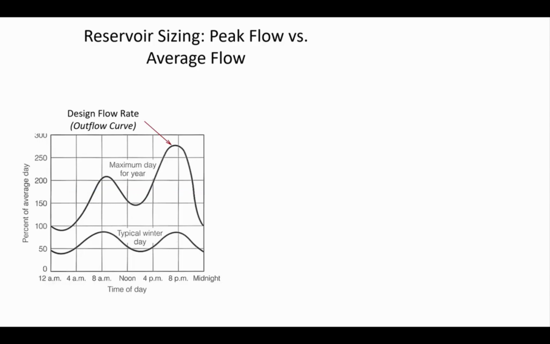So this blue line represents the balance in a 24-hour cycle of the inflow versus the outflow. And so the area under the curve represents the volume of water that's being stored, and the area above the curve represents the volume of water that is going to be drawn out of the reservoir during high flow times to supplement the average flow that's coming in.